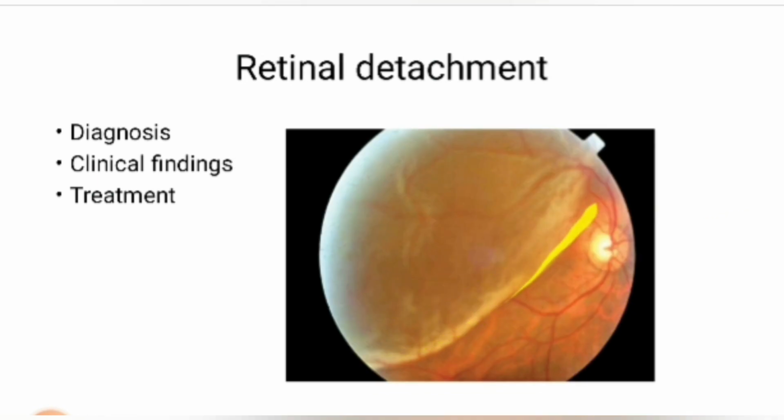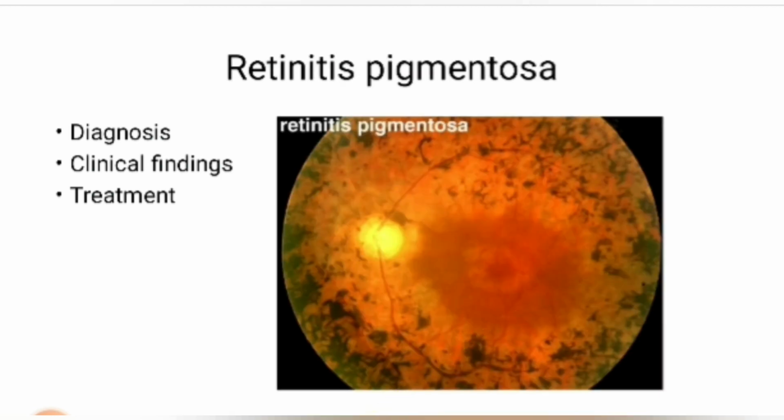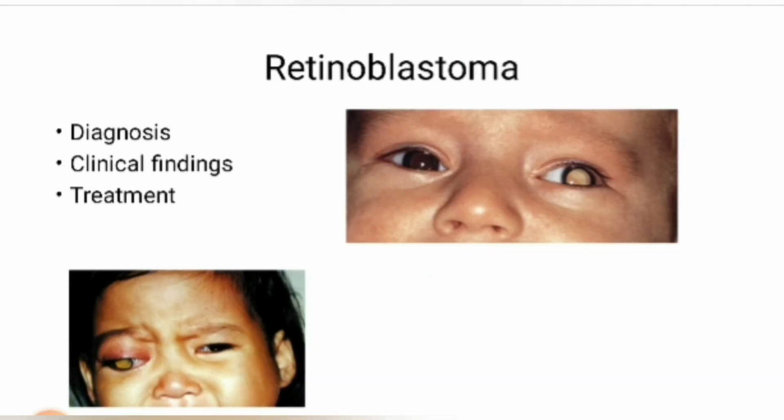It is the separation of the sensory retina from the retinal pigment epithelium by subretinal fluid. Retinitis pigmentosa. Slowly progressive pigmentary retinal dystrophy predominantly affecting rods more than the cones. There is waxy appearance of the disc. Pigmentary bone corpuscles or spicules. Maculopathy. Retinoblastoma. It is the congenital malignant tumor arising from primitive retinal cells of the sensory retina.